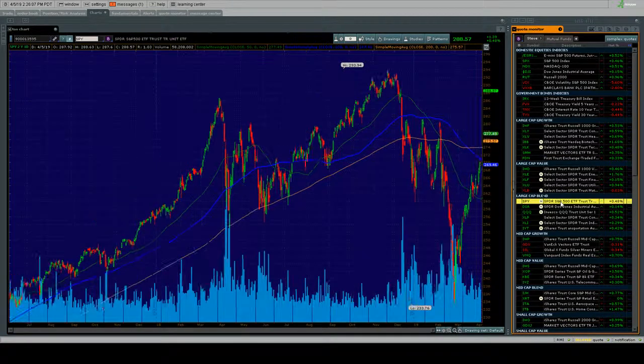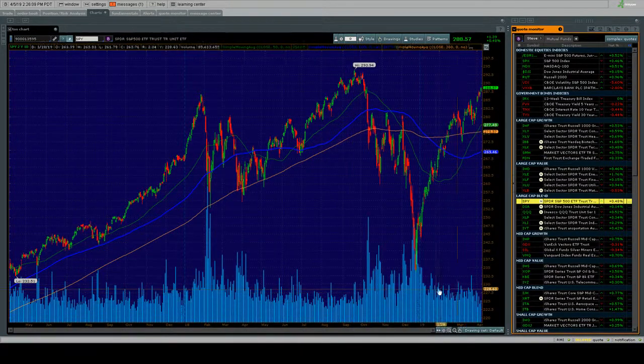Now, from a volume perspective, you can see trading volume is falling down. That makes sense because corporates are getting blacked out. They've been buying stock.